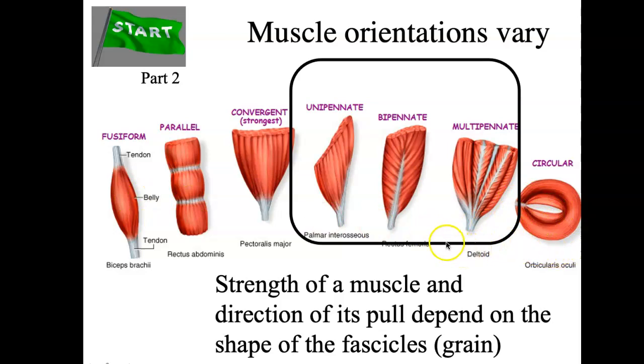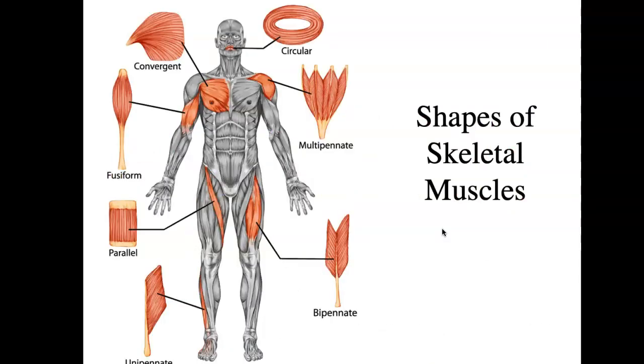So these are going to have to do with the function of that particular muscle. It also matters how much strength it needs to generate, right? And what direction that pull is going to be. So let's look at it in the body. These are some really good examples. So circular around the mouth. You're going to have muscles that allow you to whistle, for example.